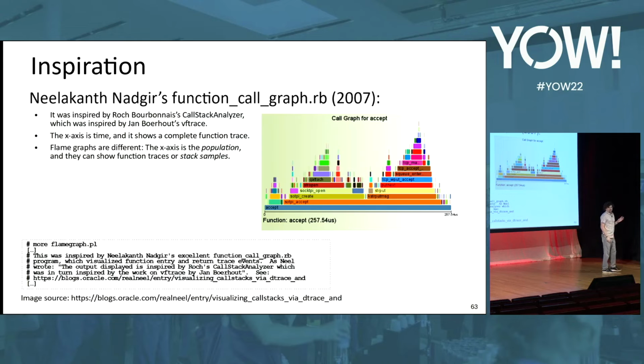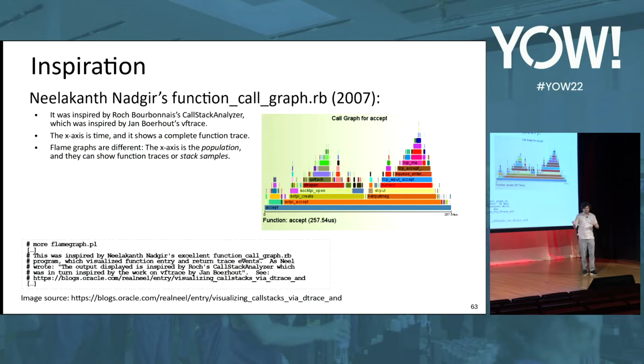The inspiration was from a colleague at Sun Microsystems, Neil Akant, who came up with function call graph in Ruby, and this was over time. And Neil was inspired by another colleague of mine from Sun Microsystems, Rock Bourbonnais, who I worked with a lot, and his call stack analyzer. And Rock would tell me to keep using his call stack analyzer. Like, you should use this, it's really awesome. It's so many years ago, I've yet to find a screenshot of it. But it looks similar to this.